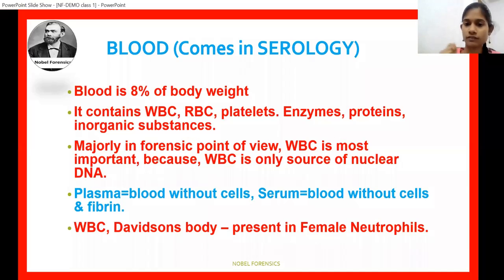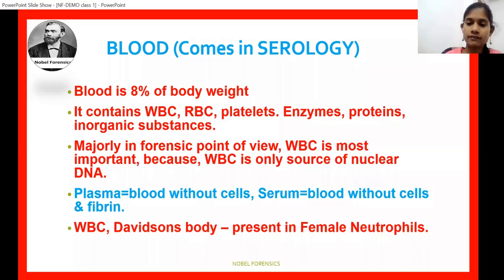This is important forensically, and this is also a previous question in the UGC NET. Davidson bodies are present in, that is the question. They just added neutrophil, eosinophil, basophil only. They did not add female neutrophil, but it is in the female neutrophil.